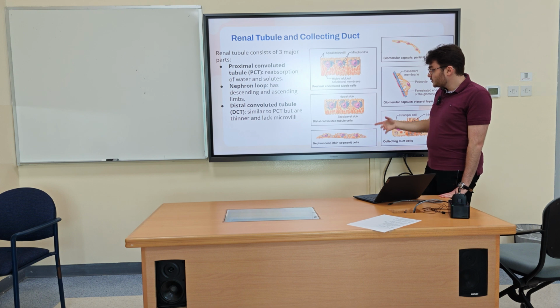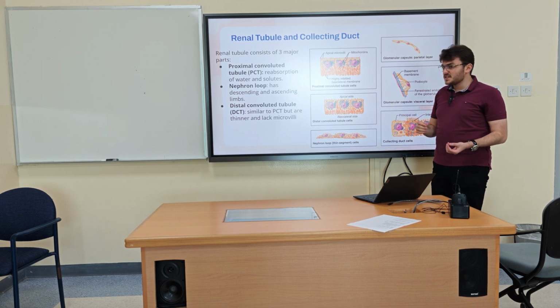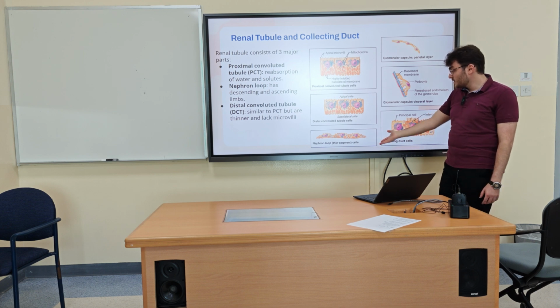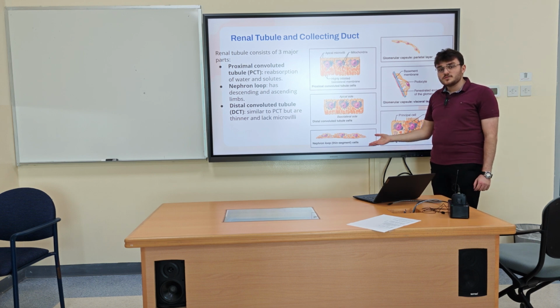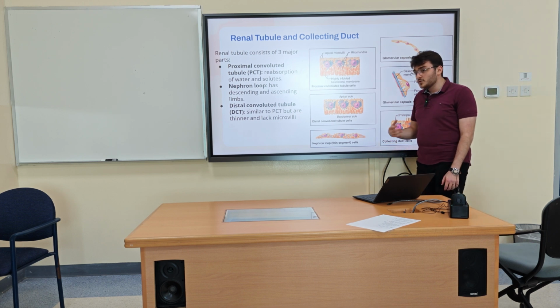And finally, for the nephron loop, it has 2 segments. So we have a thin and a thick segment. The thin segment does look like this. It's mainly made of simple squamous, and the thick segment is mainly cuboidal.